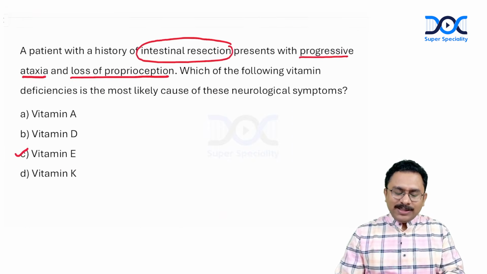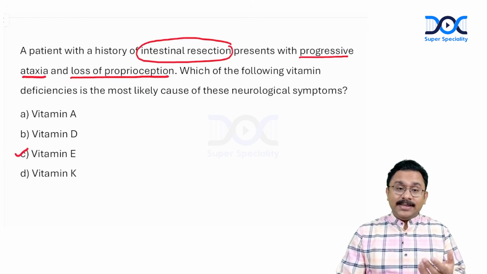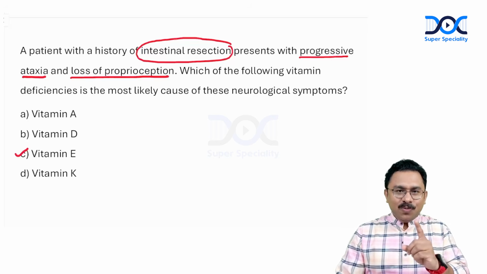So coming to this question, can there be progressive ataxia? Yes. Can you have loss of proprioception? Absolutely yes. Answer is going to be option C, vitamin E.